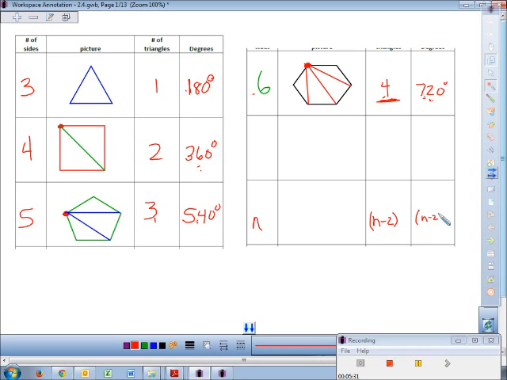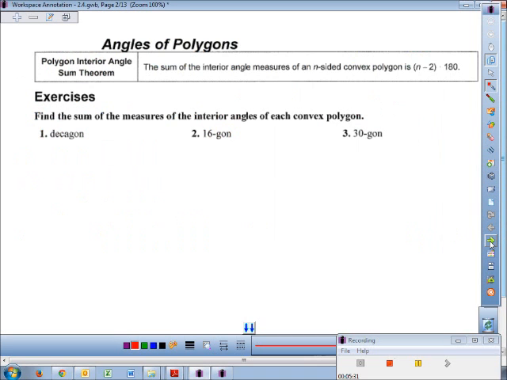N minus 2 times 180 is the formula. That's it right there. If you have any convex polygon with n number of sides, you can figure out how many degrees are inside of it by taking the number of sides minus 2 first, then multiply that times 180. So let's move to these sets of problems right here, which you have down a column.